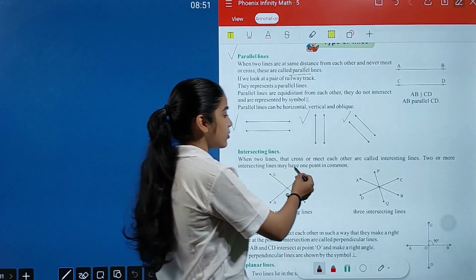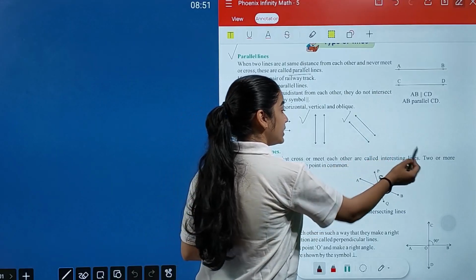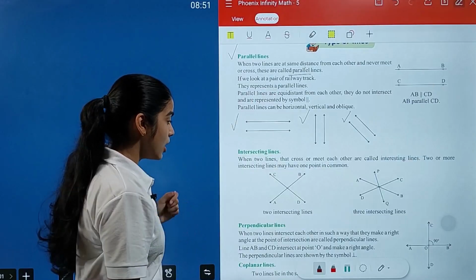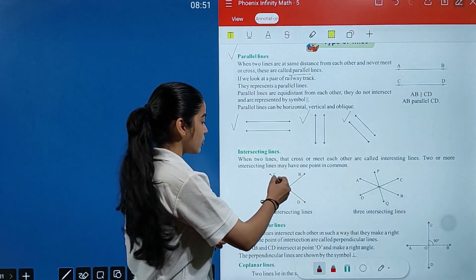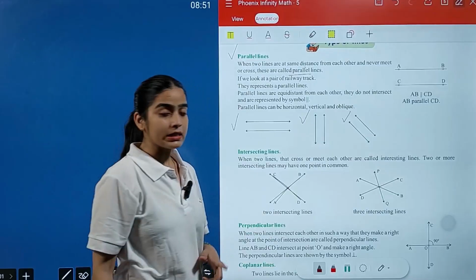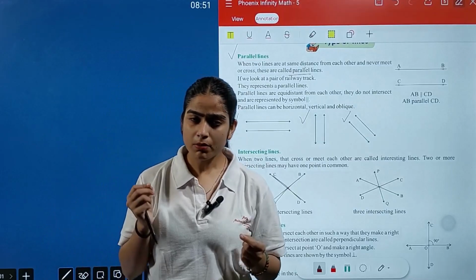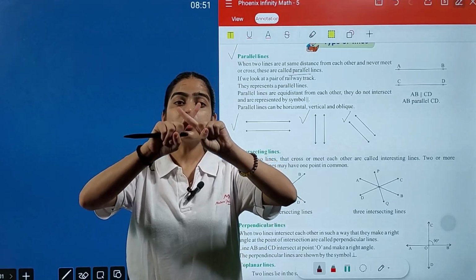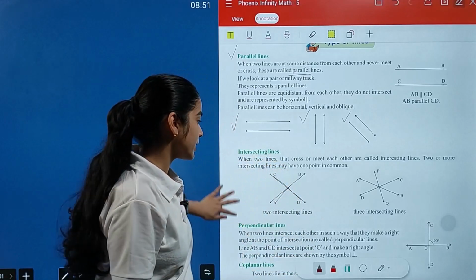When two lines cross or meet each other, they are called intersecting lines. Two or more intersecting lines may have one point in common. So when you have two lines which are crossing each other, we use the term in mathematics, intersecting. So these are your intersecting lines.